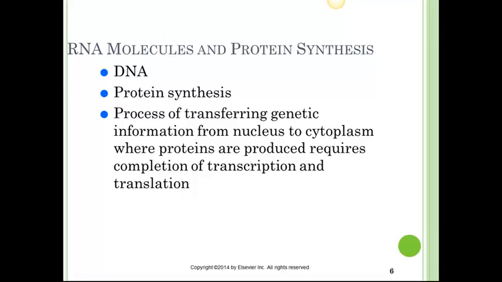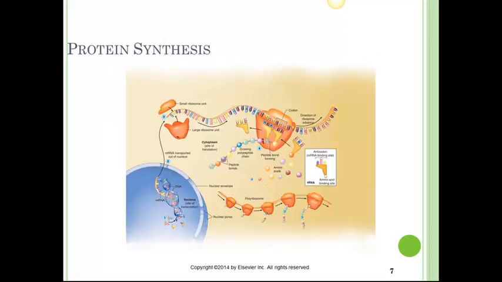is contained in the cell's nucleus, and protein synthesis occurs in the cytoplasm. Thus, genetic information must pass from the nucleus to the cytoplasm. The process of transferring genetic information from the nucleus to the cytoplasm where proteins are produced requires completion of transcription and translation. Here's an image that shows the whole protein synthesis, which begins with transcription of mRNA, which forms along one gene sequence of DNA molecule within the cell nucleus.